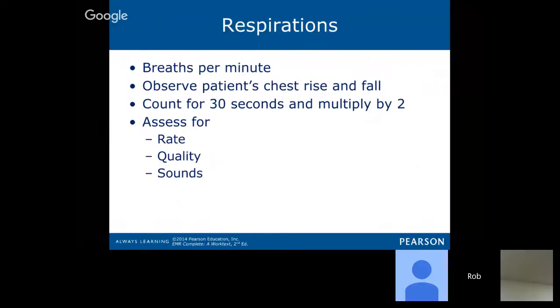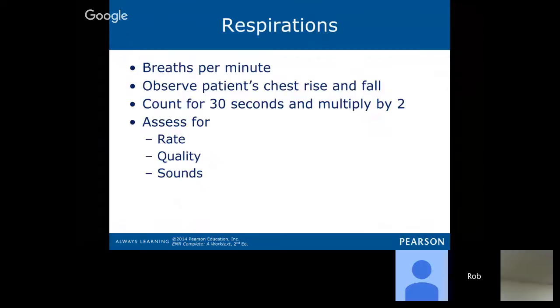So for your respirations, breaths per minute. So how many breaths are they taking in one minute? I don't typically count for a full minute. Typically, what I do is I put them on CPAP and I'll let that count it. But count for 30 seconds, multiply by 2, right? You'll typically get about 6 to 8 breaths in that 30 seconds. Multiply it by 2, 12 to 16 breaths per minute. You're good to go. And then assess for rate, quality, and sounds.